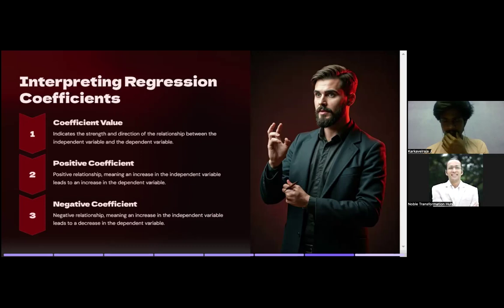In positive, both are increasing. In negative, independent is increasing but dependent is decreasing. That is the simple way to remember how to interpret the regression coefficients. This is what interpreting regression coefficients is.